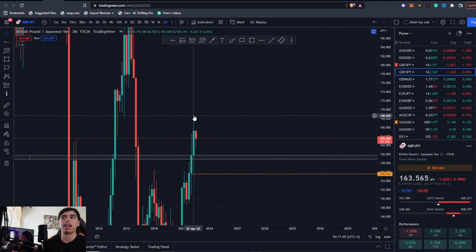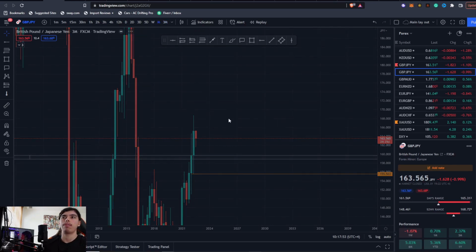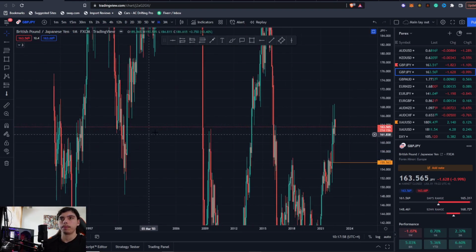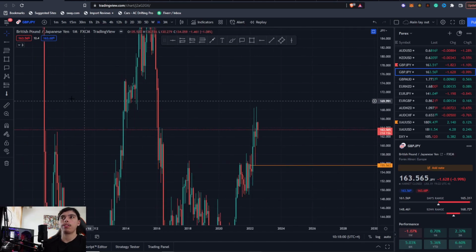But until this high is broken here at 168, there's no question about continuation, and it's not going to happen, right? So let's go and see what we have on the monthly time frame here. So the monthly time frame, as you can see, we'll delete this box here. You can see we pushed into this resistance zone here, and this is why we're finding some resistance.